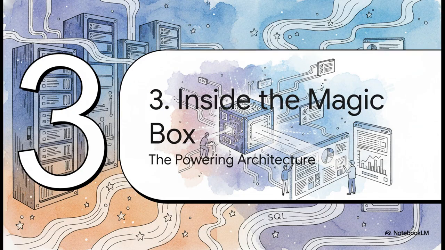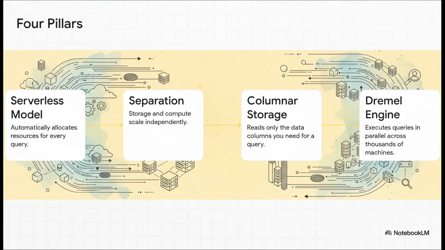But how? How does it actually do that? It seriously feels like magic, right? But it's not. It's just some incredibly clever engineering. So let's pop the hood and take a look inside the magic box to see the architecture that makes all this speed possible. You can really boil it down to four main pillars.